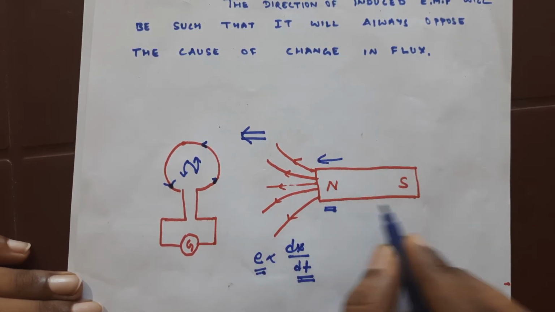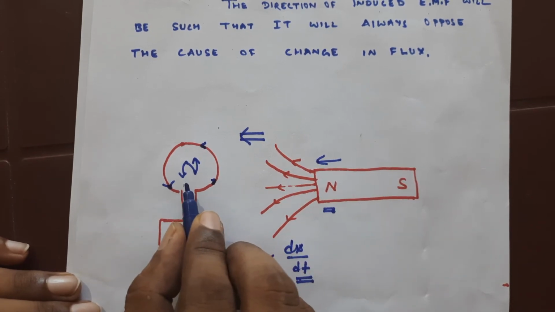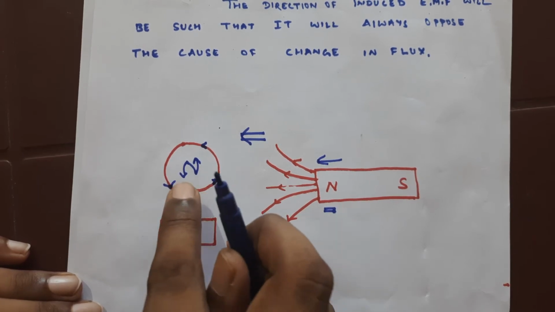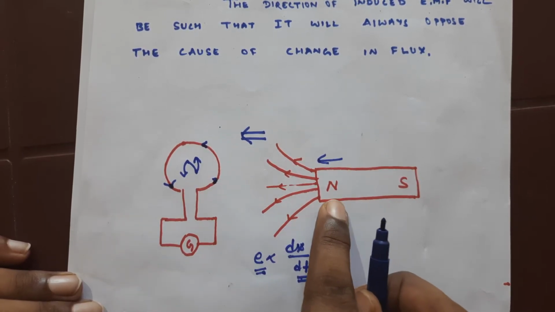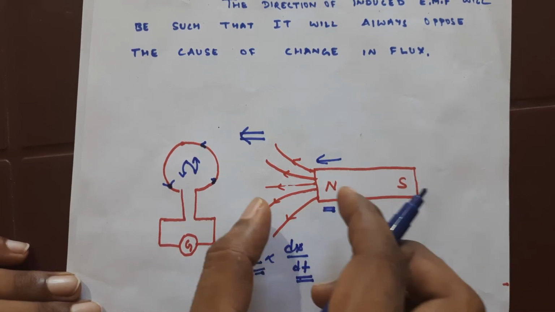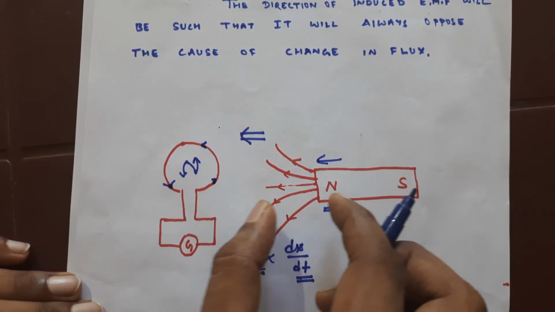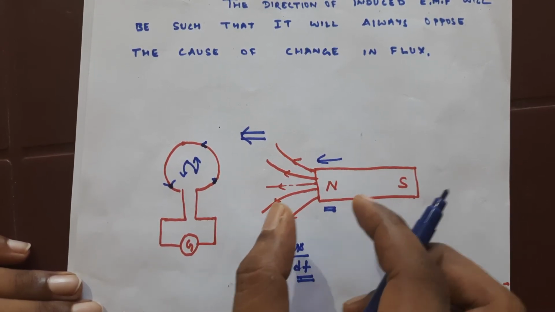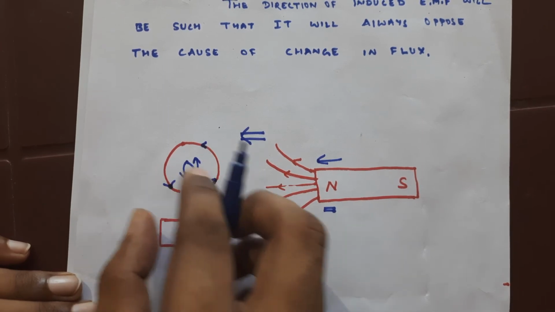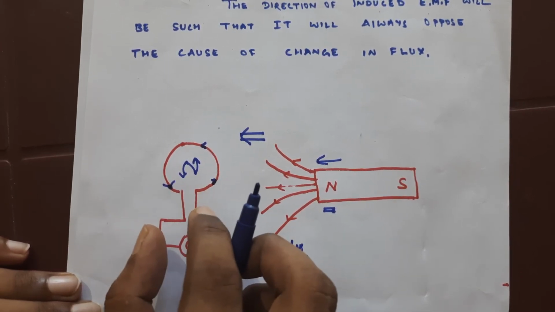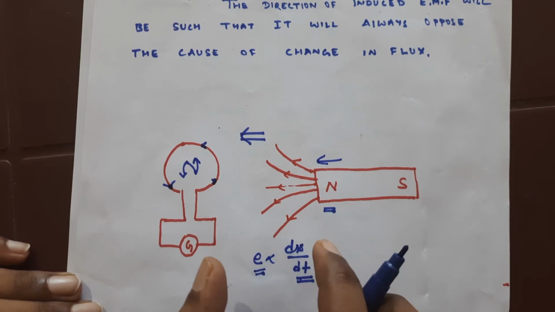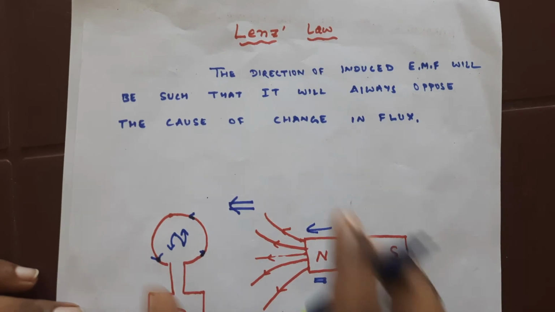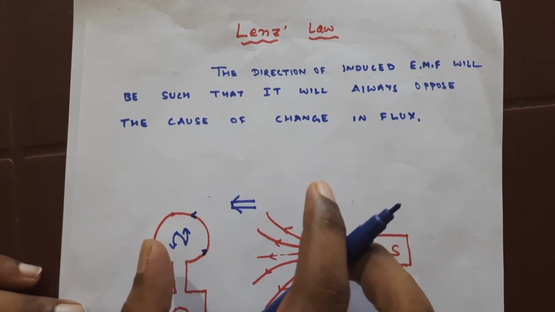So here a north pole will be developed in place of the south pole, because the north pole developed here will oppose this north pole, and for bringing it closer to the north pole we have to do some work, or the agent has to do some work, and that work will be converted into the equivalent electrical energy. So here we find that the statement of Lenz law is in accordance with the law of conservation of energy.